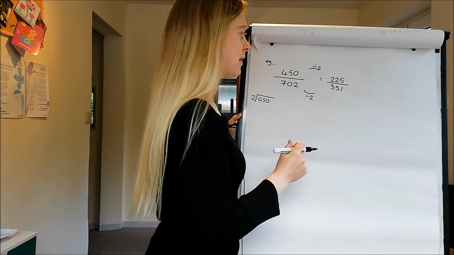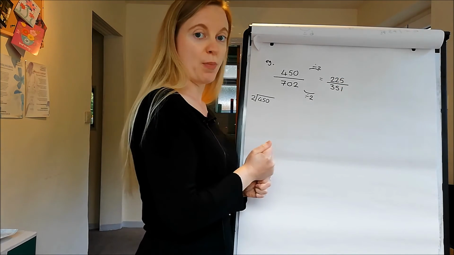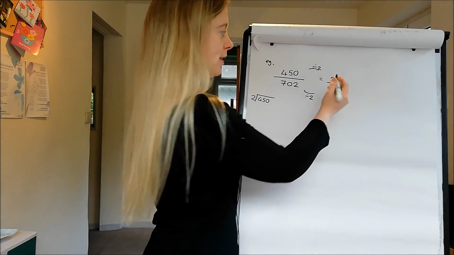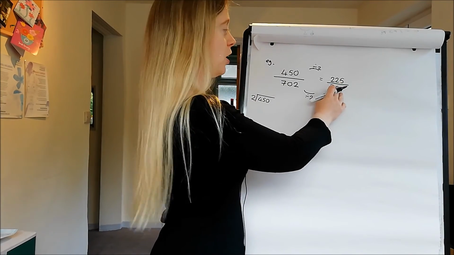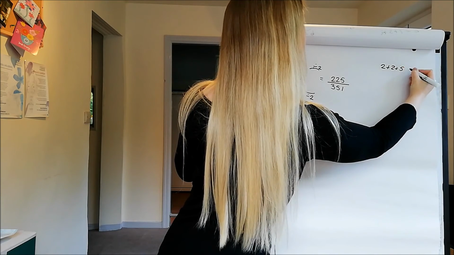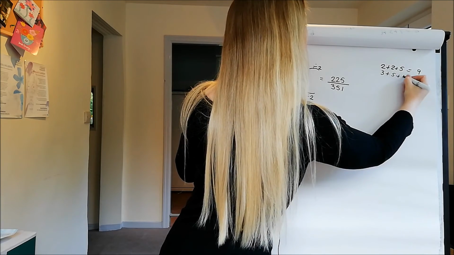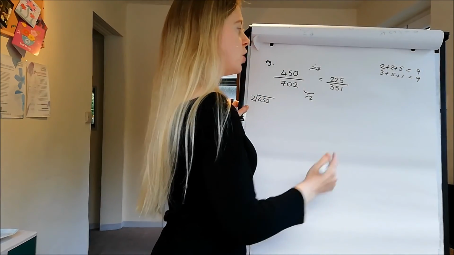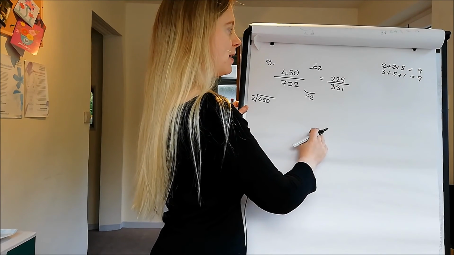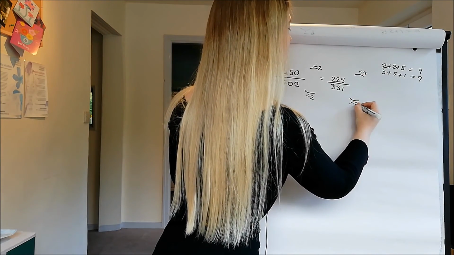Then at that point, it's not immediately obvious what each of those numbers divides by because now they're both odd, so they definitely don't divide by 2. But if I look at the digits and apply the digits test that we learned about in the prime factors video, 2 plus 2 plus 5 equals 9. And 3 plus 5 plus 1 equals 9 as well. So I know just by inspection that both of those numbers definitely divide by 9. So what I can now do is divide the top and the bottom by 9.